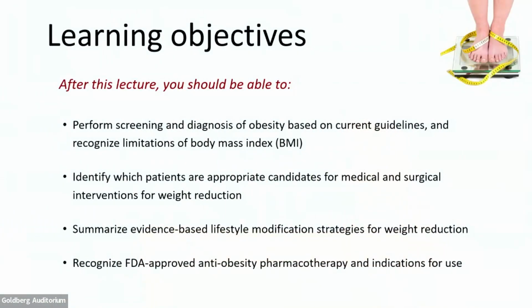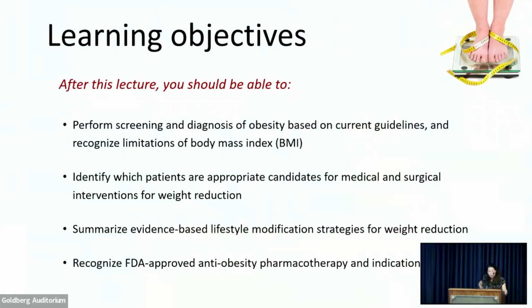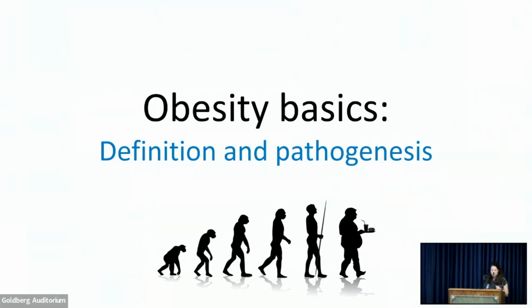Some of the things we'll touch on today are how to perform screening and diagnosis of obesity based on the current guidelines, which I think is really relevant for all of you in clinical practice. We're going to identify which patients are appropriate candidates for medical and surgical interventions for weight reduction. We'll go through some evidence-based lifestyle modification strategies, and we'll touch on some of the FDA-approved anti-obesity pharmacotherapy and their indications for use. So first, let's start with definitions and pathogenesis.